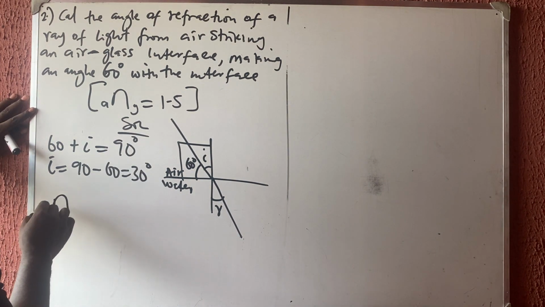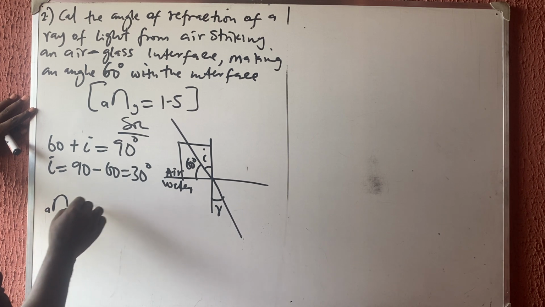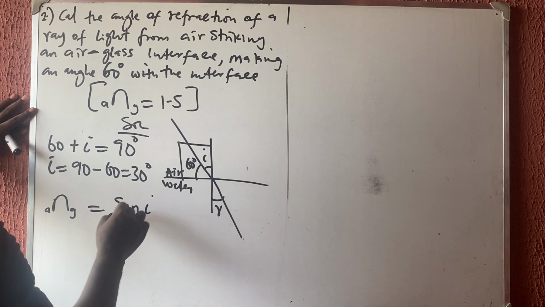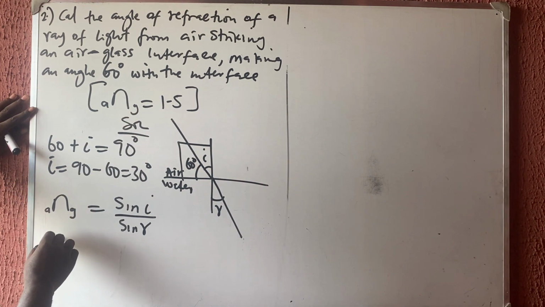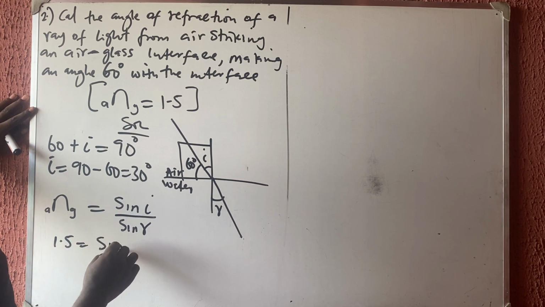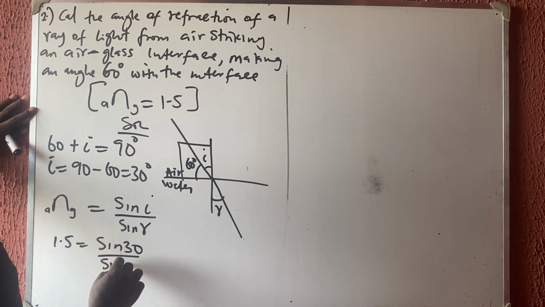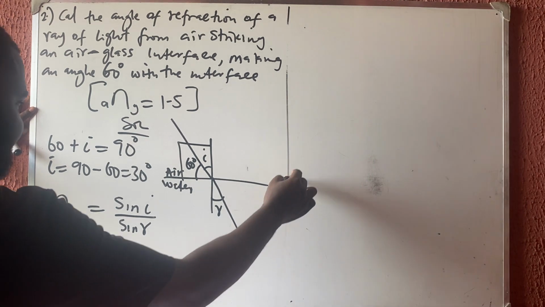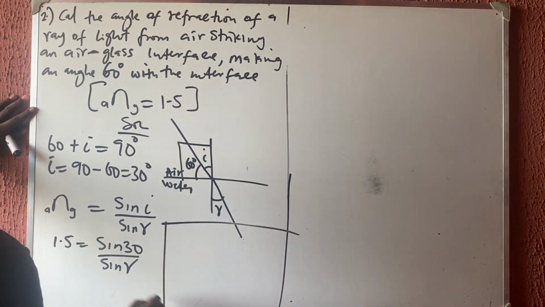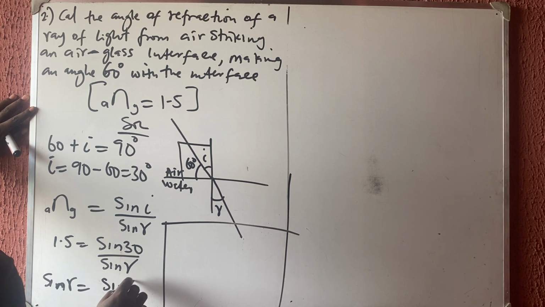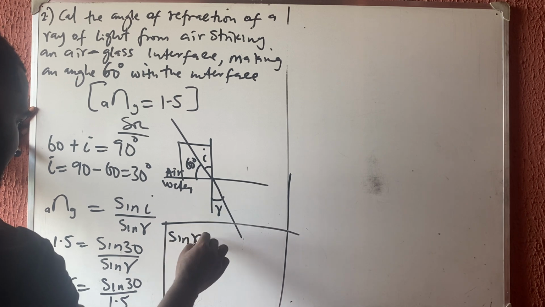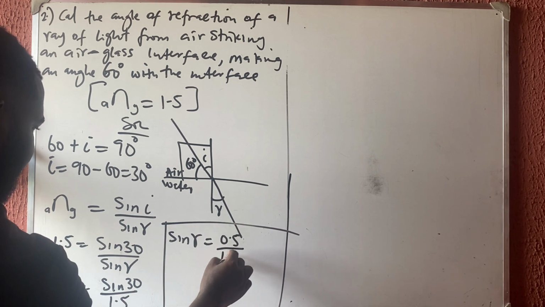Immediately I've gotten my I, I will say that my refractive index from air to glass is equal to sine I over sine R. And they gave me this one as 1.5. So therefore 1.5 is equal to sine 30 over sine R. Let me just finish it up here. I will now have that sine R is equal to sine 30 divided by 1.5. So my sine R is equal to 0.5 divided by 1.5.